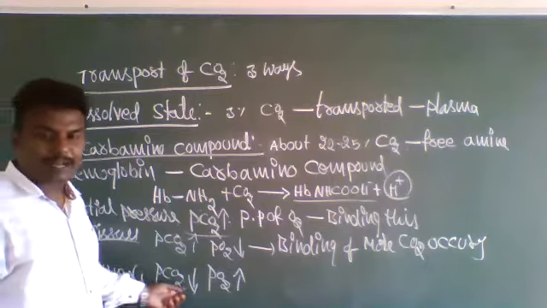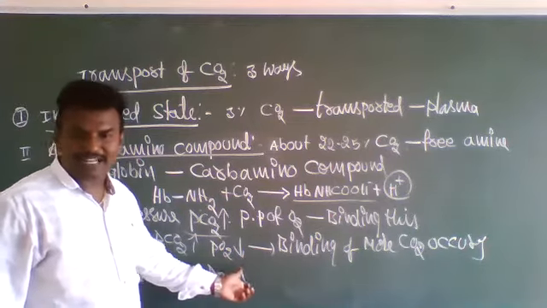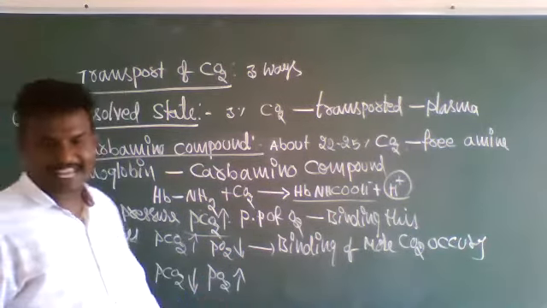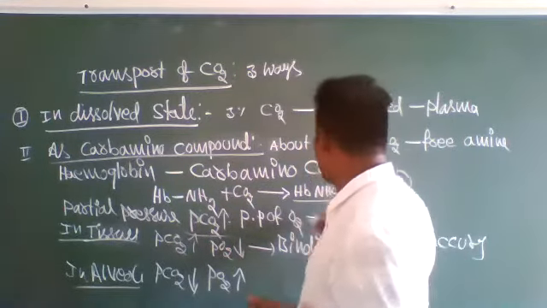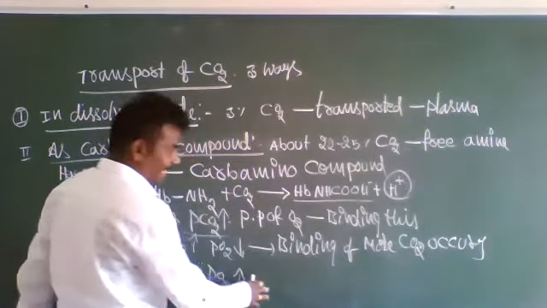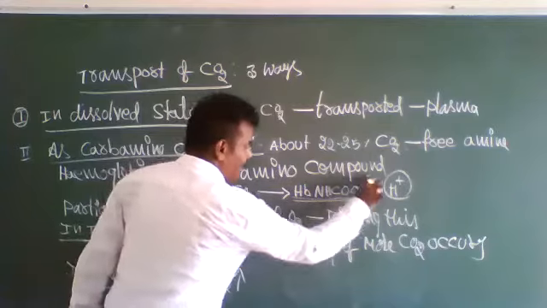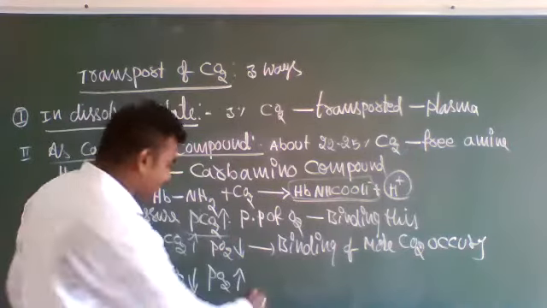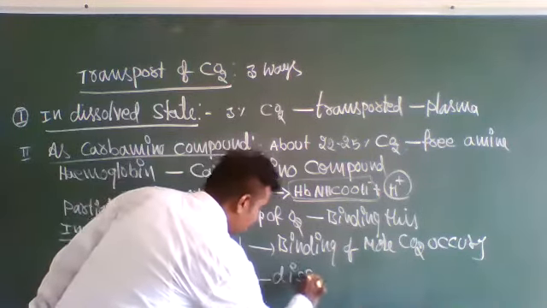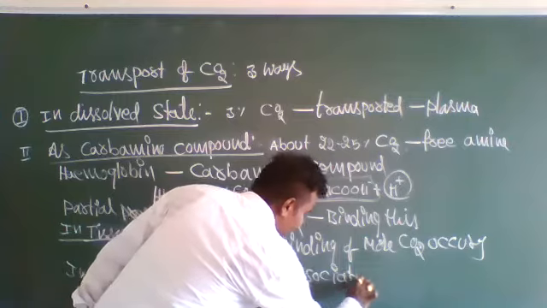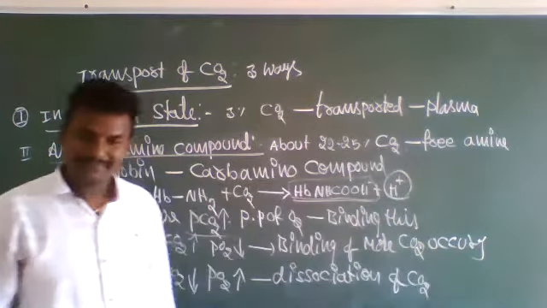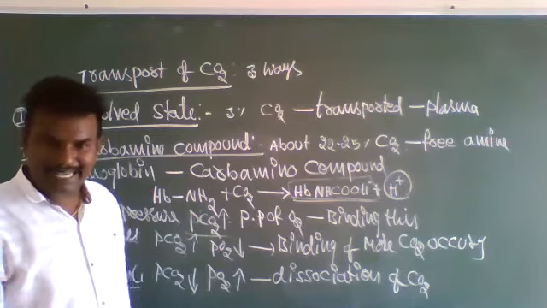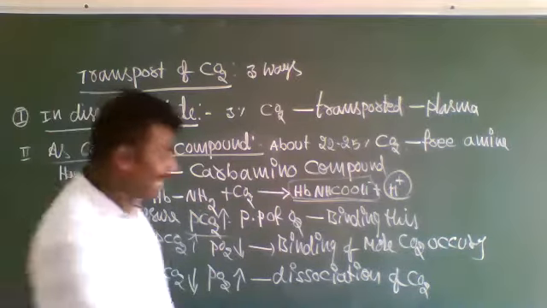Where the partial pressure of carbon dioxide is low and the partial pressure of oxygen is high in the alveoli, dissociation of carbon dioxide from the carbamino compound occurs.